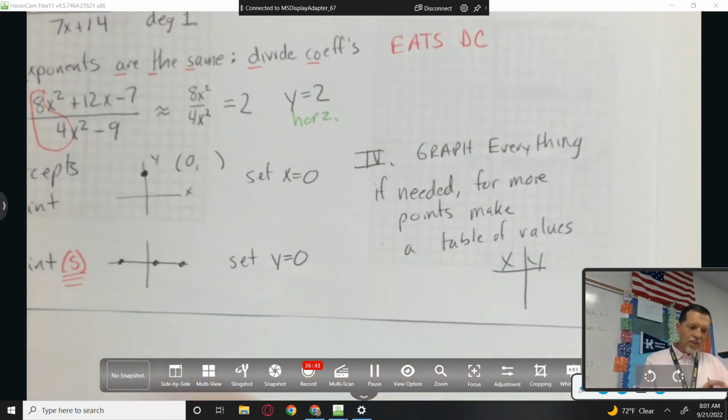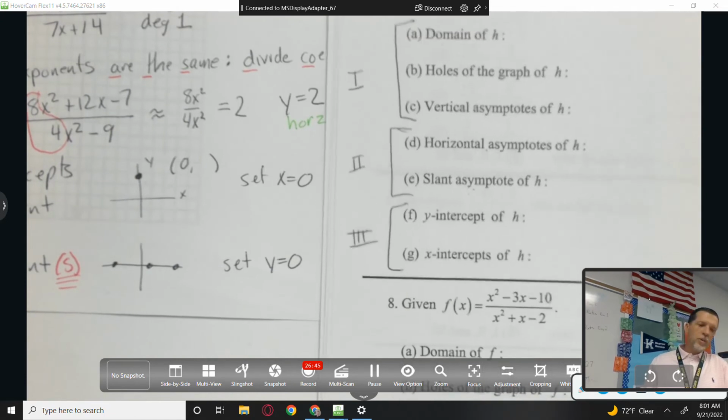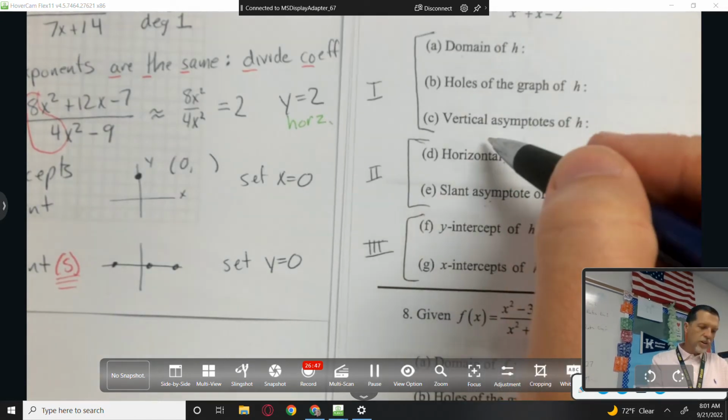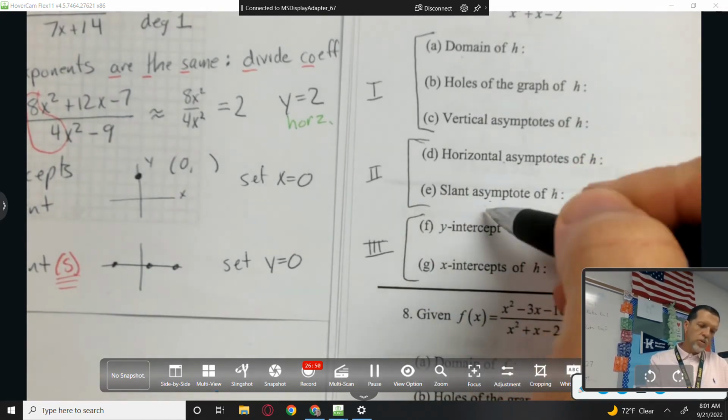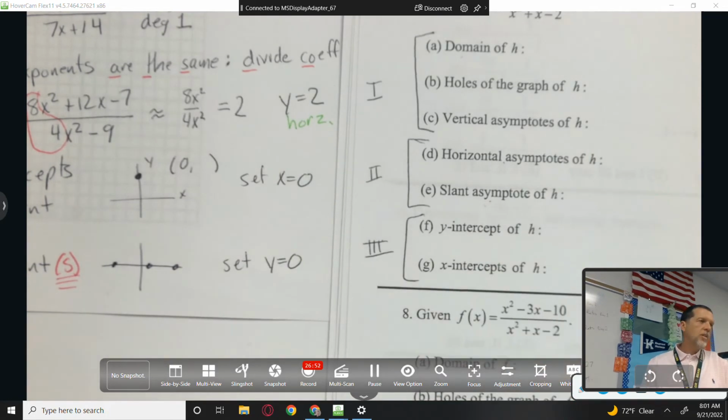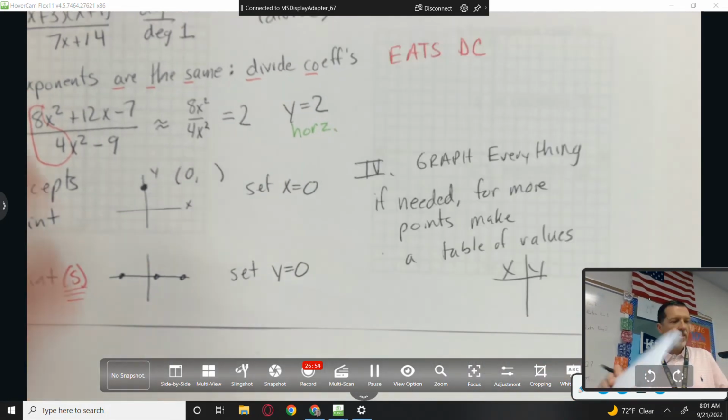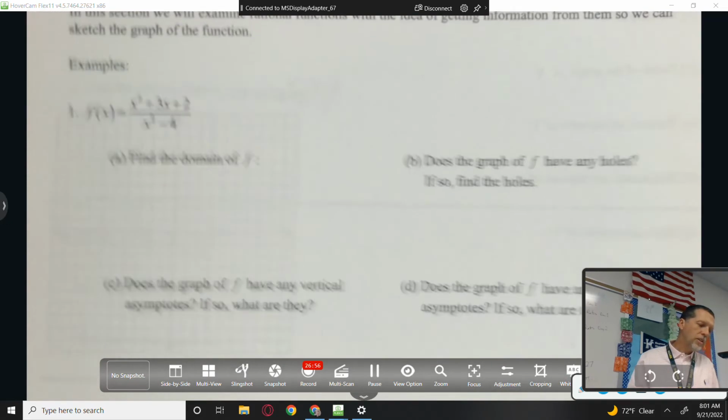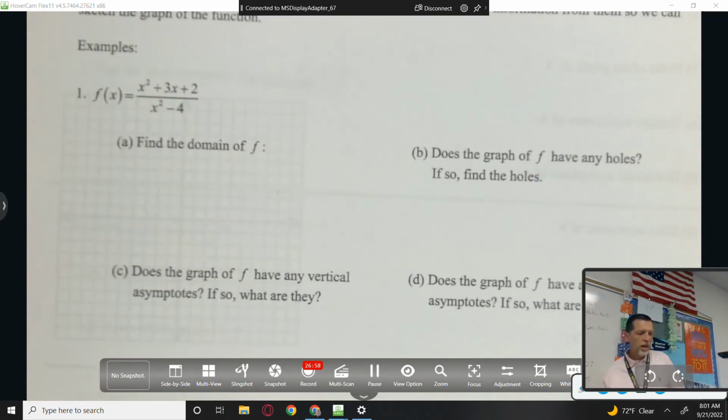Alright, so that's all of the information. There's a lot there, but try to break it down into 3 sections. Domain, holes, vertical asymptotes, horizontal and slant asymptote, and then intercepts. And then you put all that on the graph. Alright, so flip it over to the front. Let's walk through an example.